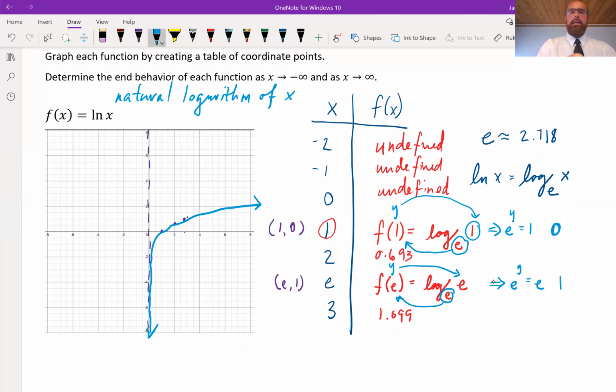Guys, the reason why we say ln is from the French, which switches these words. It's like our Spanish language. It flips adjectives and nouns, so logarithm natural, ln. Now, that completes that first task.